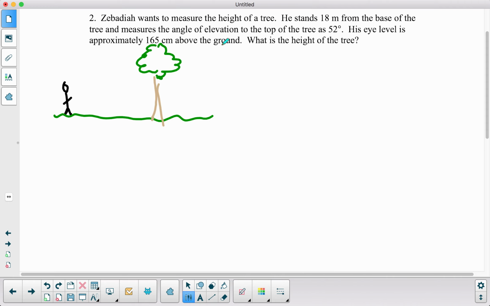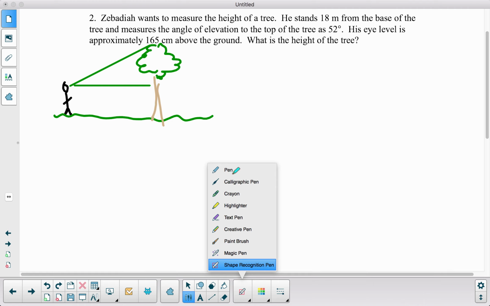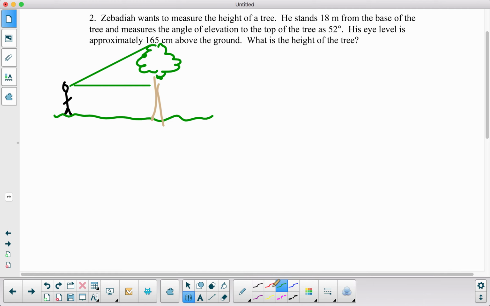Okay, here we go. So Zebediah is measuring the angle of elevation at the top of the tree. So we have to go from his line of sight, and again, horizontal from his line of sight. So this angle here, although it doesn't look like it the way I drew it, we're going to call this 52 degrees.